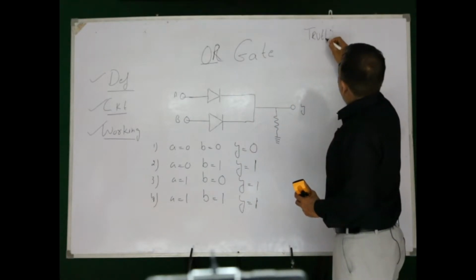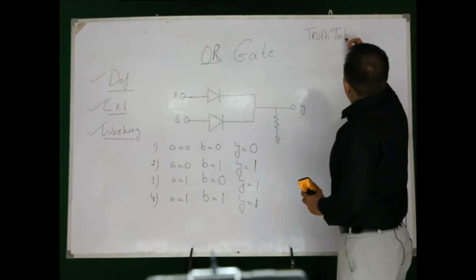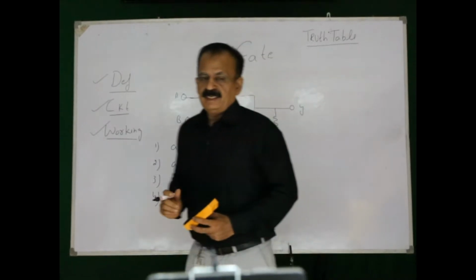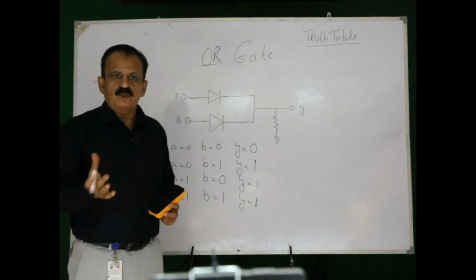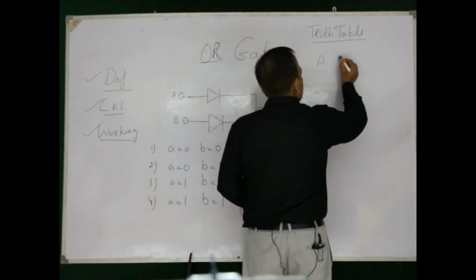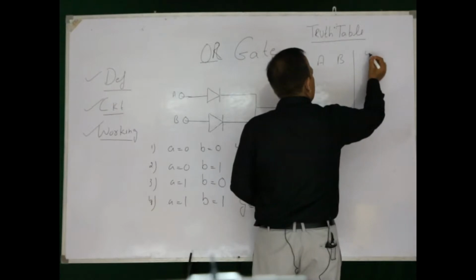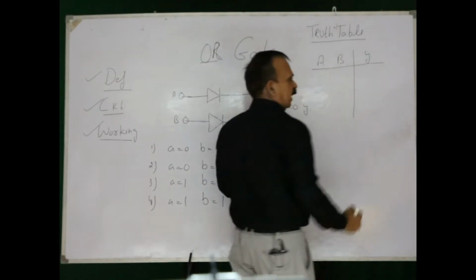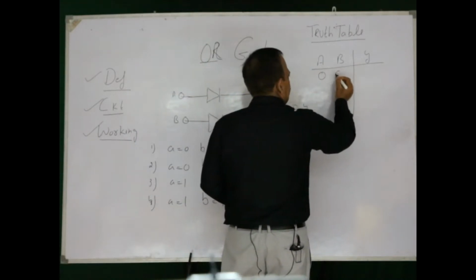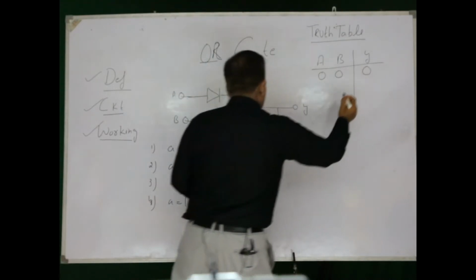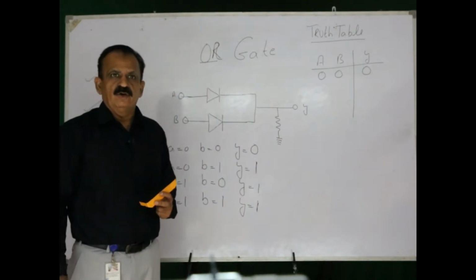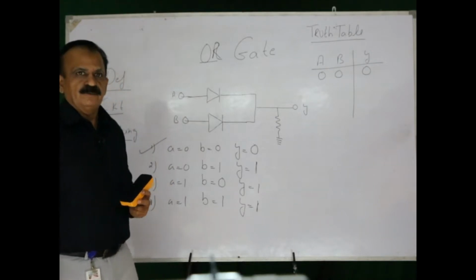Now what is a truth table? A truth table is a table showing all input output combinations. So in other words, this is a summary of this working. There are 2 inputs A and B and the output value is Y, and as per the truth table, when A is equal to 0 and B is equal to 0, the value of Y is 0.